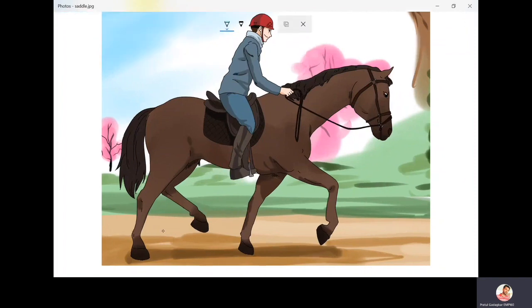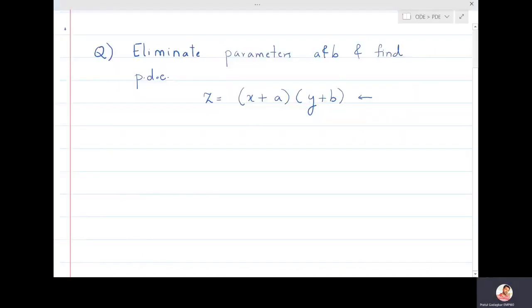So 0, 0 is called a saddle point because, as you can see, on the horse this is a saddle, that is the minimum, and from the other side where the legs of the person are, that side is treated as a maximum, and the inside part where the person is sitting, there you will see the minimum. So let us now solve the question.